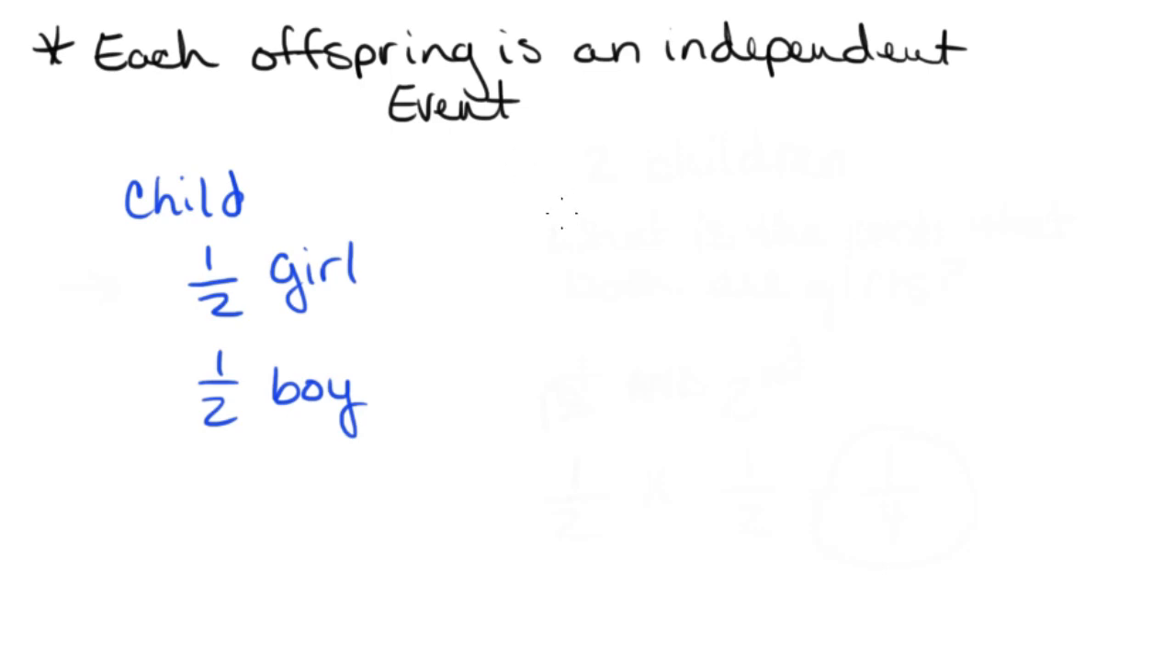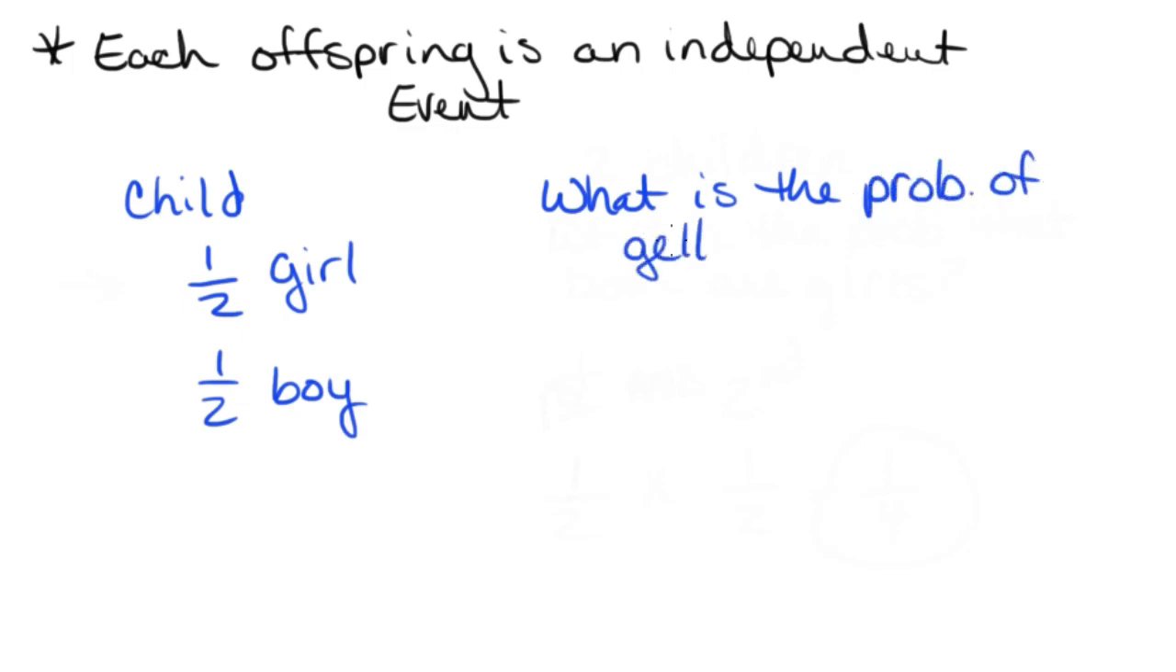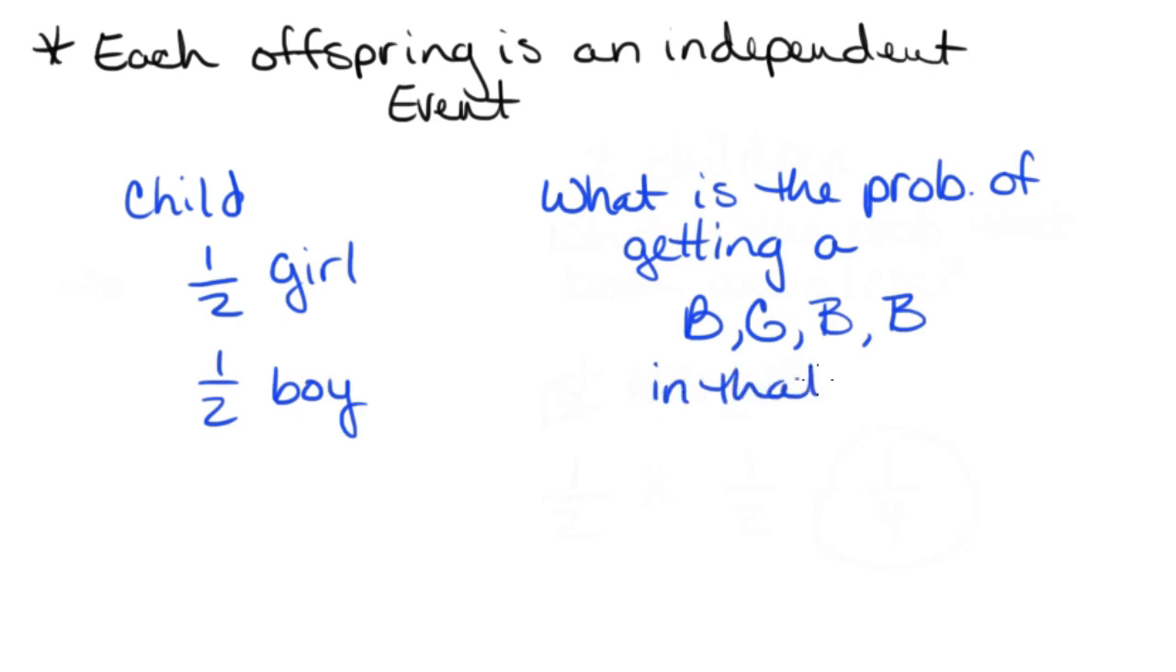So if we alter this question and we want to say, what is the probability of having a boy, and then a girl, and then a boy, and another boy. And we're going to add to this in that order. So in other words, we want the first child to be a boy, the second child to be a girl, the third to be a boy, and then the fourth to be a boy as well.